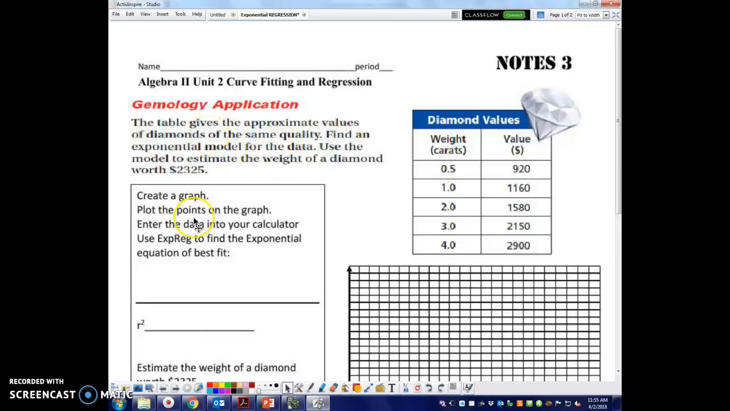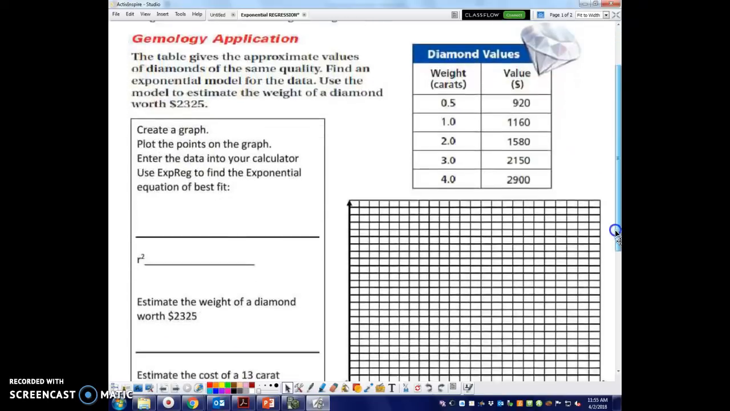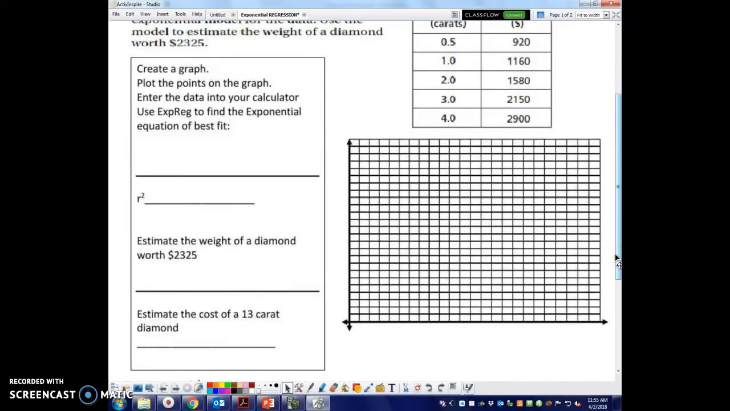First thing, create a graph, okay? So that's what we're going to do. We're going to label this graph. I'm going to say that the bottom is going up by 1/2. So 1, 2, 3, 4, 5, 6, 7, 8, 9, 10, 11, 12. Okay? And then this side I'm going to say is going up by, I don't know, 150.